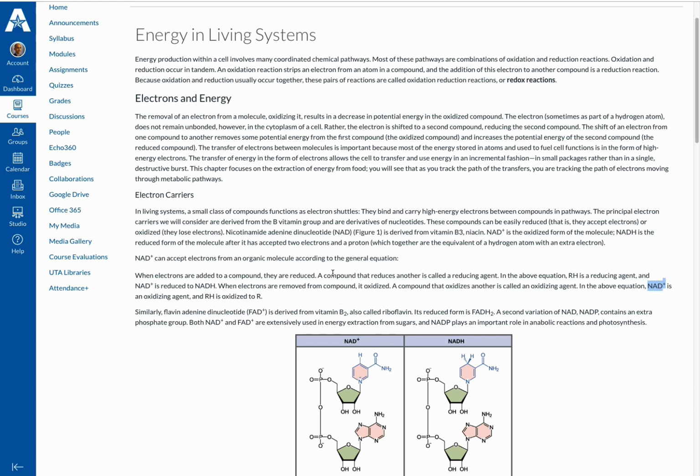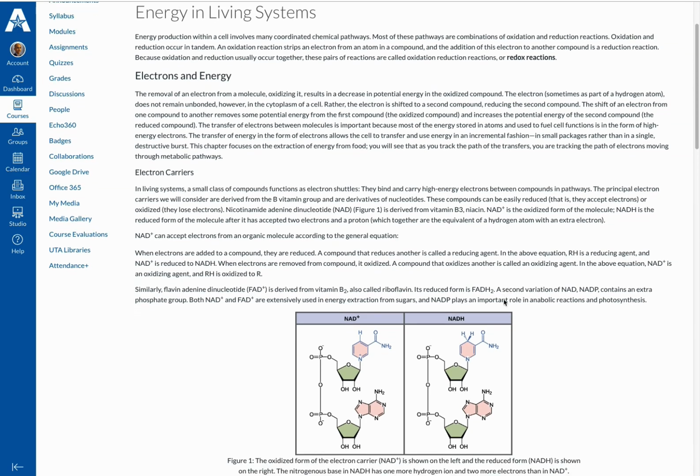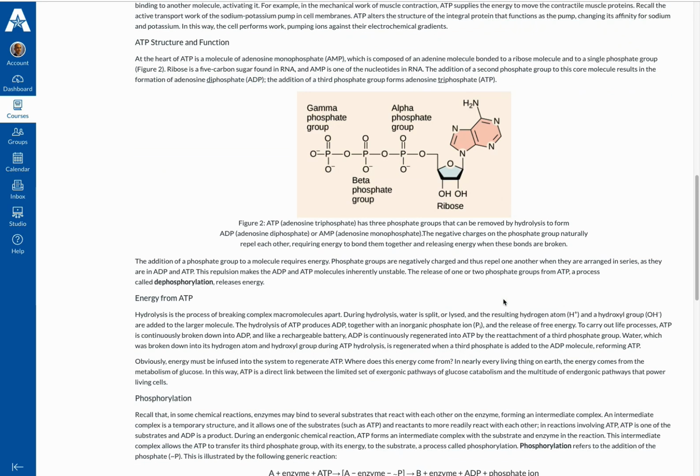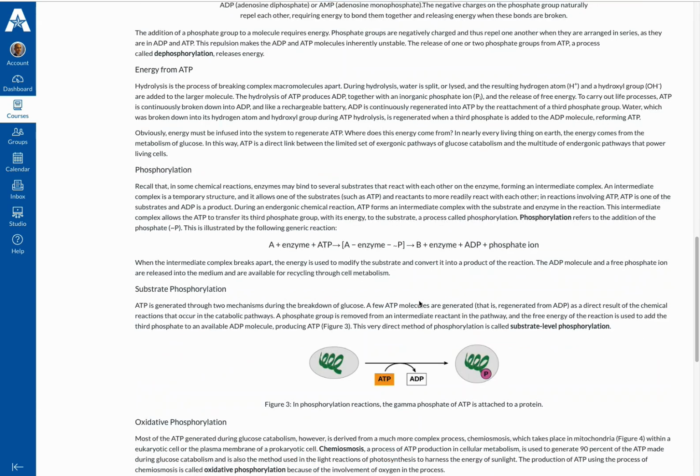So I'll go over that again. A reducing agent is something that reduces another thing. An oxidizing agent is something that oxidizes another thing. And reducing means it's getting electrons. Oxidizing means it's losing electrons. Already talked about ATP. I talked about dephosphorylation, which is when ATP is broken apart. Dephosphorylation releases energy stored within ATP.